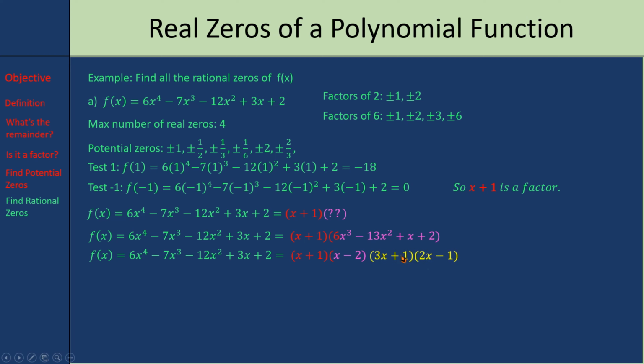So here it is. I break that yellow guy down. I factored it. It was like this. Now it's like that. Then I have all my zeros, you see? -1, +2, -1/3, +1/2. Okay? Those are my zeros.